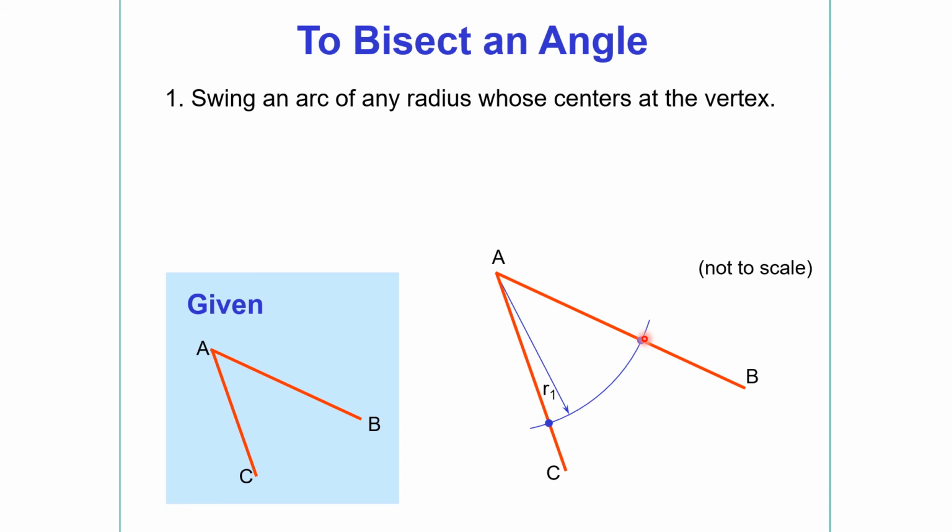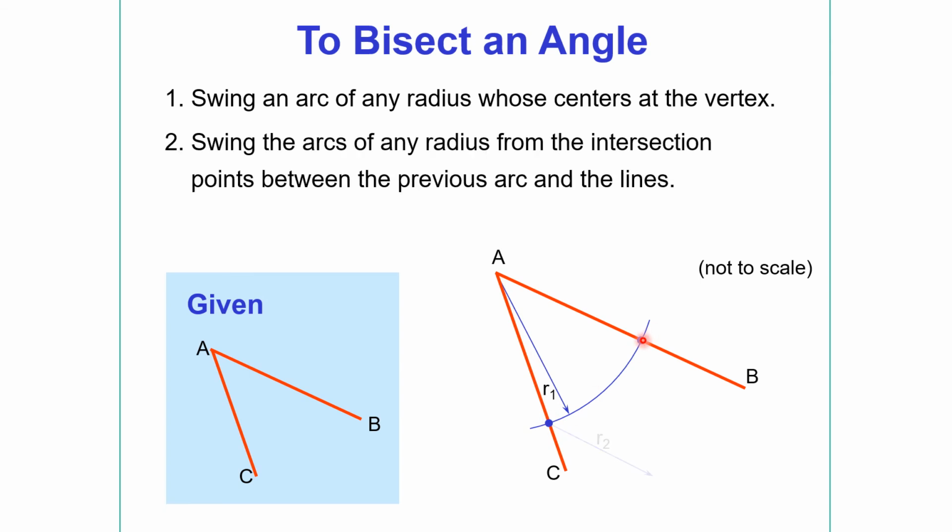Then place the compass at these points one by one. Draw an arc at this point. Then place the compass and draw an arc of the same radius at this point. Where the two arcs touch, highlight that point and join it to point A. You will get the half-angle bisection.